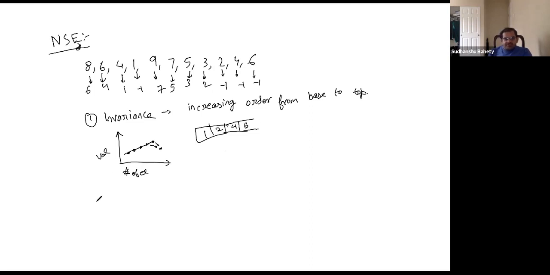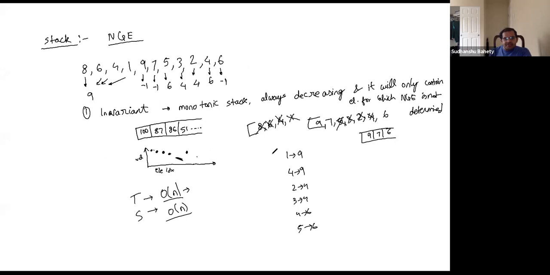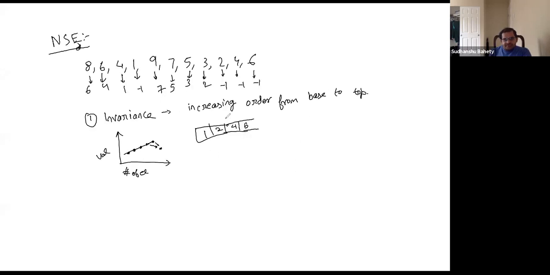A hacky way to do it is you negate all the values and you apply next greater element. So you do -8, -6, -4, -1, -9, -7, and then you can find the next greater element from here, using the same algorithm. But that's the hacky way, and I won't recommend that. So is this part clear, how to find the next smaller element?